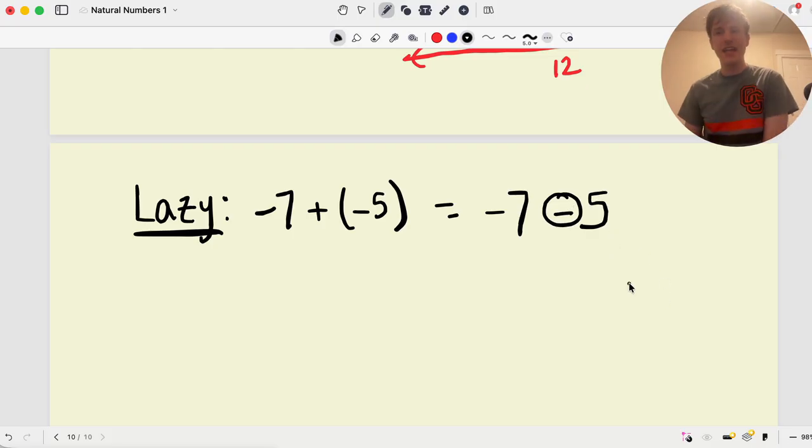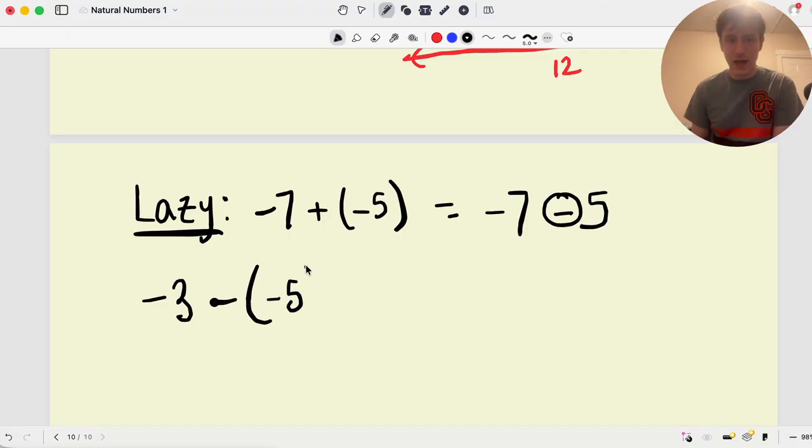But in my head, subtraction does not exist. What exists is addition, and you're really adding dots and anti-dots. So let me give you an example of where this turns confusing. Let's suppose that I have negative 3 minus a negative 5.